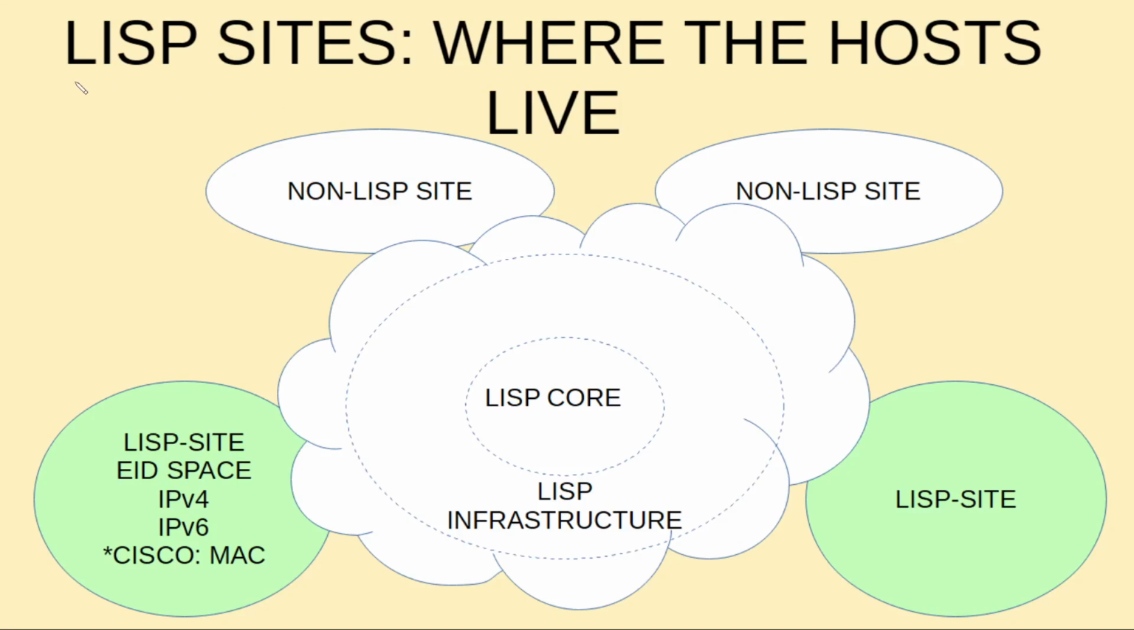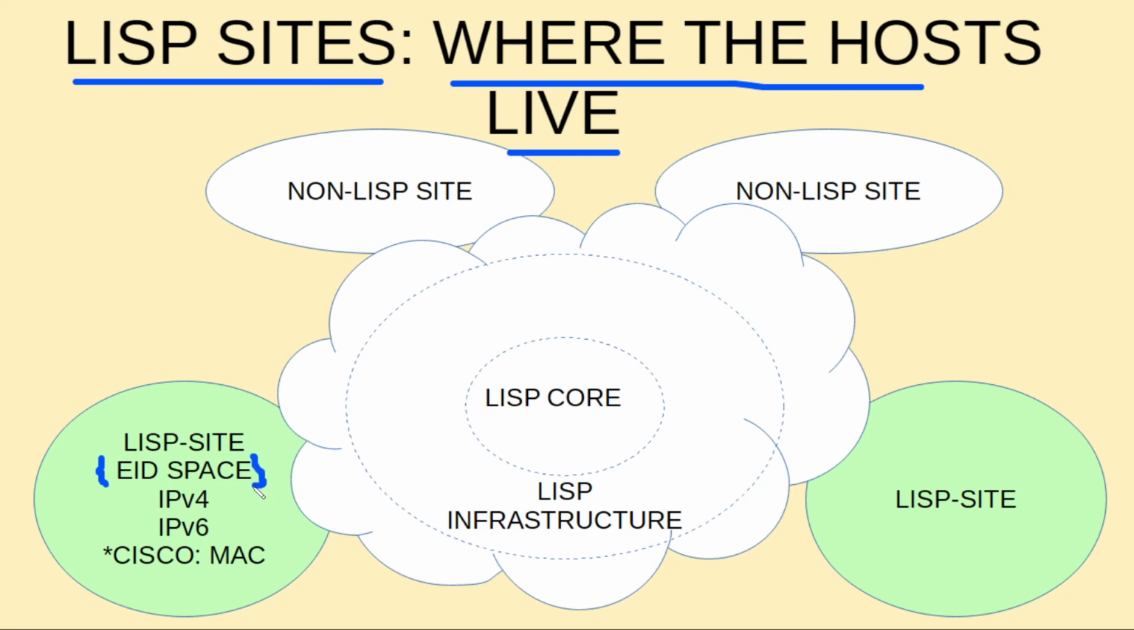Let's go first with LISP sites. This is where the hosts live. We have our end user devices living in LISP sites. These are also known as endpoint ID space. We can use IPv4 addresses or IPv6 addresses for our end user devices. Cisco has extended this definition so we can also use MAC addresses.